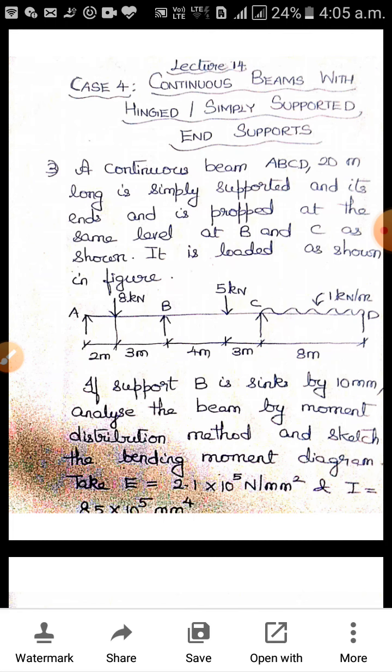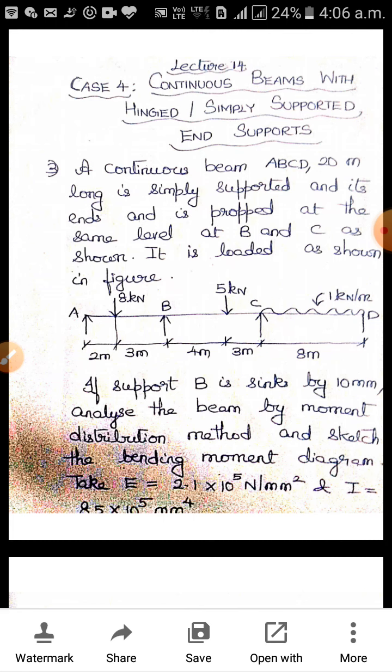See the problem: a continuous beam ABCD, 20 meters long in total, is simply supported at its ends. Make a note of that point. It is simply supported at the ends and is propped at the same level at B and C. Prop means again a simple support, a hinge support or a roller support. It is loaded as shown in the figure.